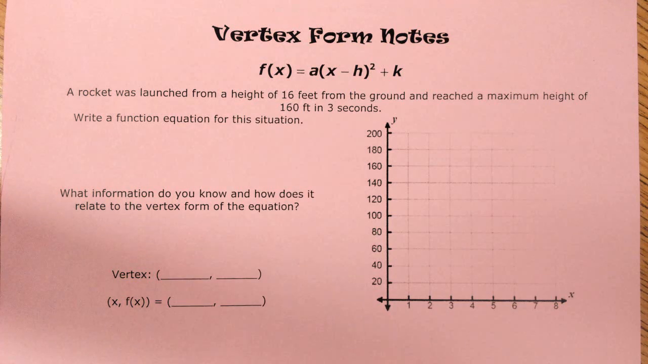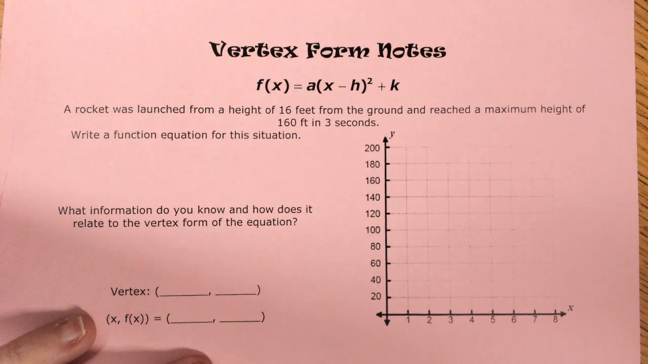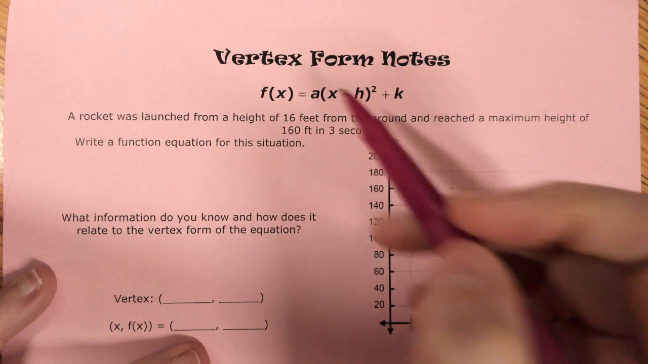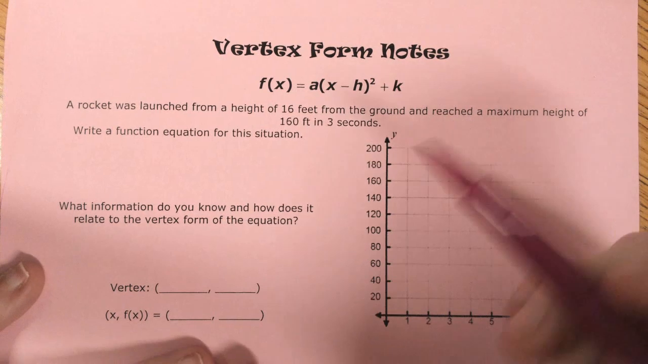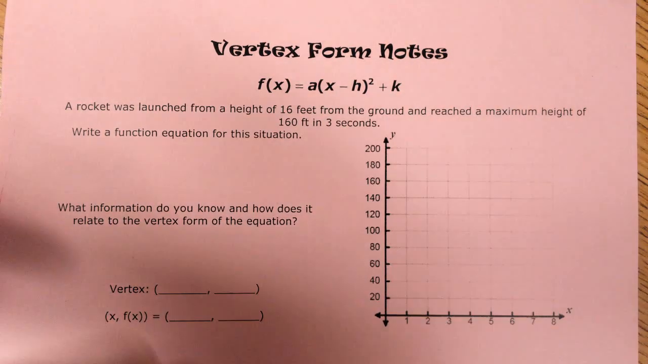So we're going to talk about using 2 points to write an equation in vertex form. For these problems, whenever we need to write something in vertex form, one of those points has to be the vertex. So if we don't know the vertex, we can't use this strategy. But in this case, we do.